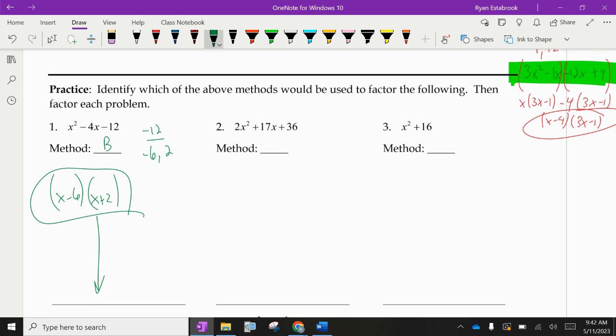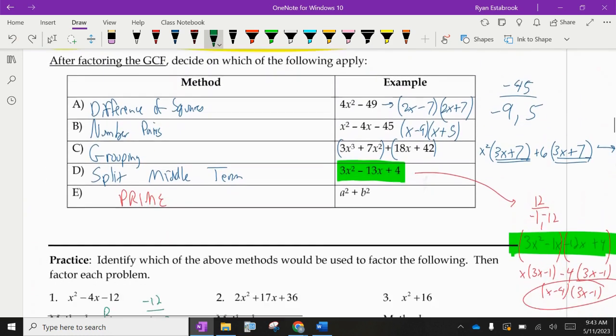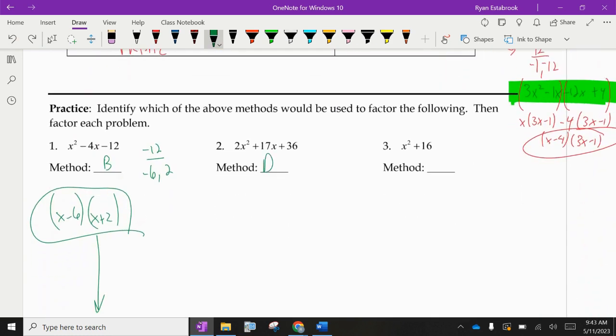Sometimes it's called the easy method. Not that it's easy, but it's easier because once you have the pairs, you just go for it. Whereas number 2 is a little bit different. So copy down number 2. Why is this one not number pairs? Because of this 2. What is it? Split middle term. I think that was letter C or letter D for split middle term.